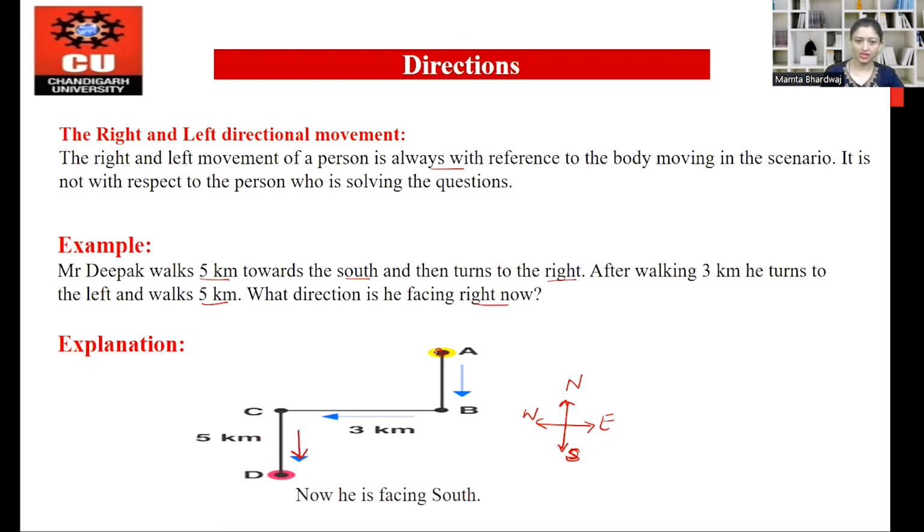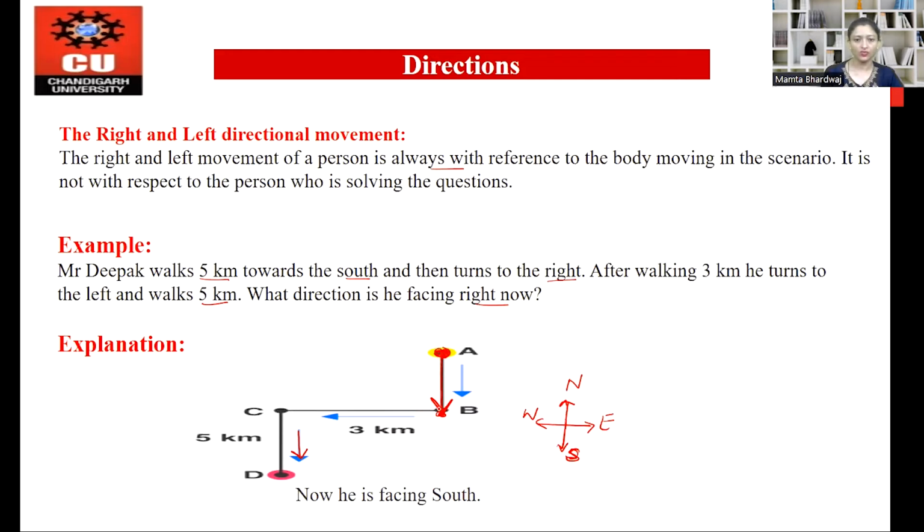It means this is the initial point. He walked 5 kilometers towards south, and when he is at point B, he turns to the right hand side, right? So do not assume your right as that person's right and your left as that person's left. You need to check. Only if the person is facing north will your right be that person's right and your left be that person's left. When the person is facing south, your left becomes that person's right and your right hand side becomes that person's left hand side.